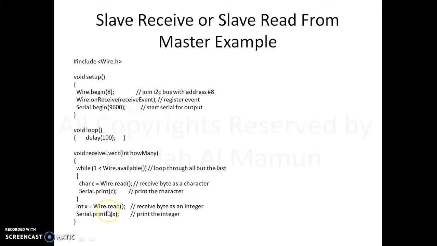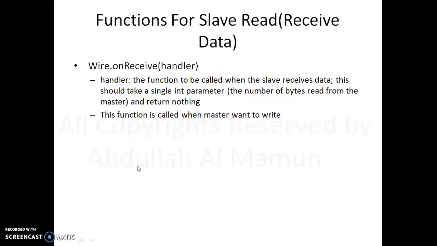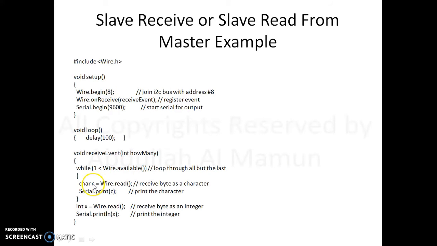Maybe you have a question: why do we use two variables to read this data? Because as you can see, we have two types of data. One is string type data and another is integer type data. So we use one character type and another integer type.